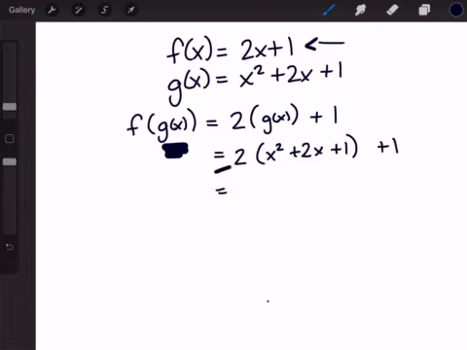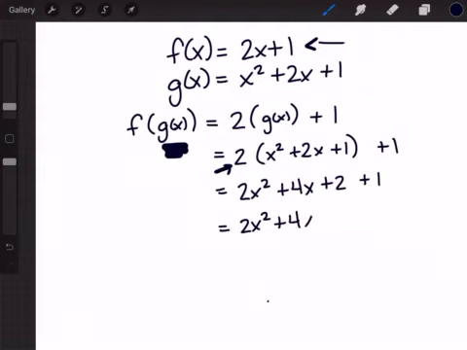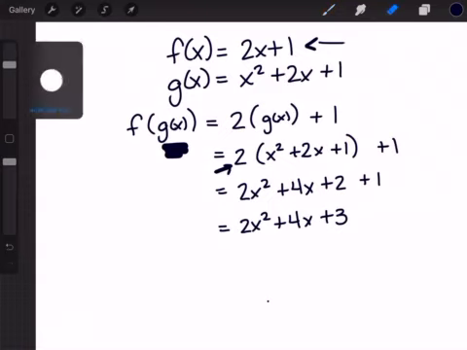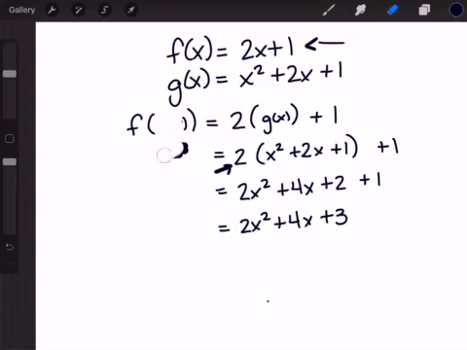I would distribute this 2 right here through the quantity x squared plus 2x plus 1. So 2x squared plus 4x plus 2, plus 1 hanging out here on the outside. And so my final answer is 2x squared plus 4x plus 3. All done. So when you're doing compositions, there is a little bit more work involved, but it is the exact same process as if we had taken this g of x and made it a 2 instead.